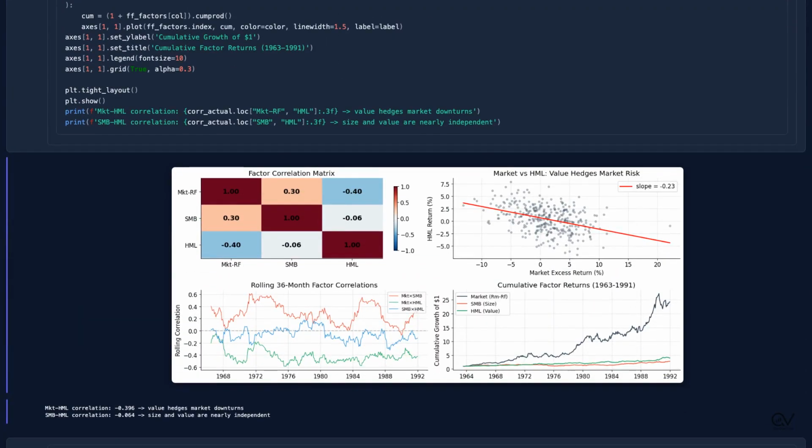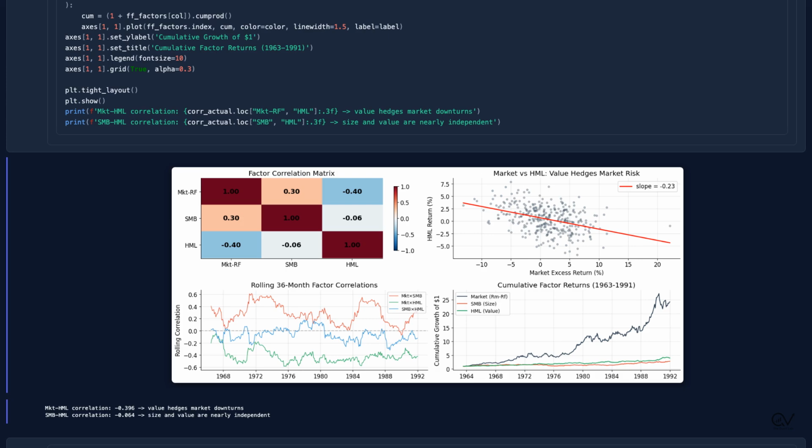Let's examine the factor correlations in detail. This is crucial for understanding why the model works. The correlation matrix in the upper left shows the key relationships. Market and HML come in at minus 0.40, meaning value stocks tend to outperform when the market drops. This makes HML a partial hedge against market risk. The scatter plot in the upper right visualizes this negative relationship directly.